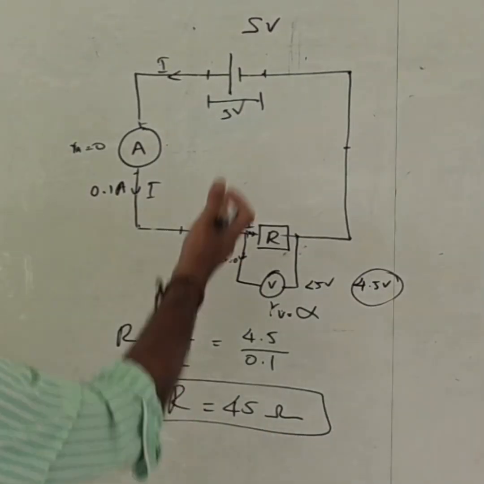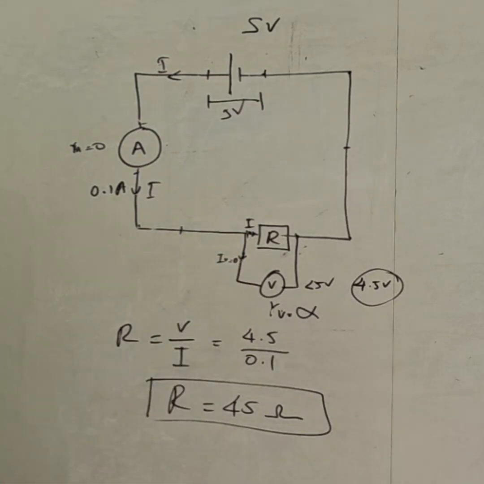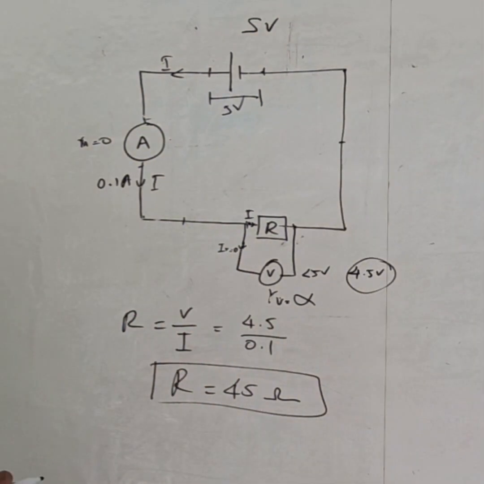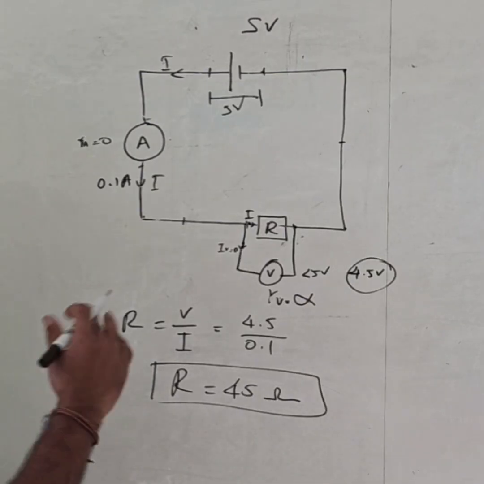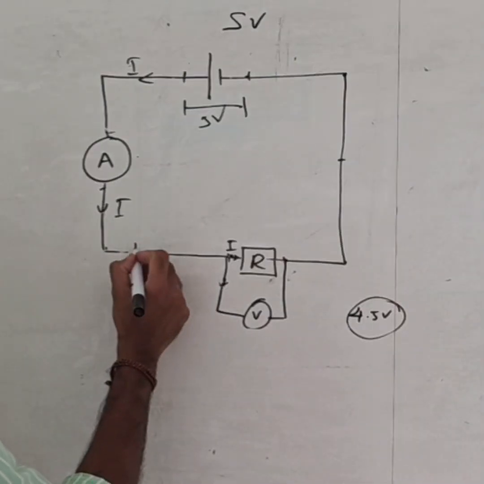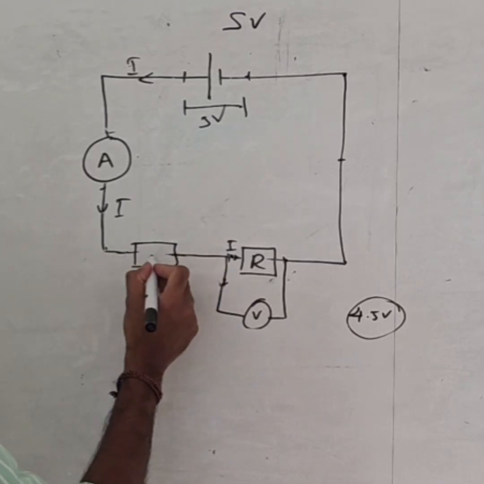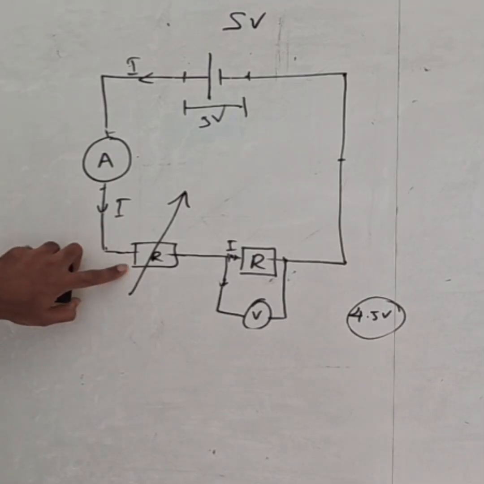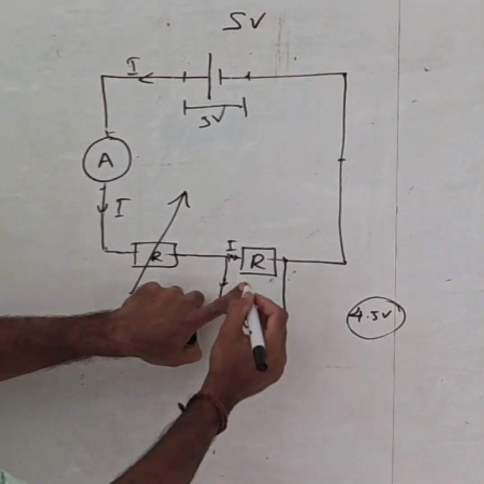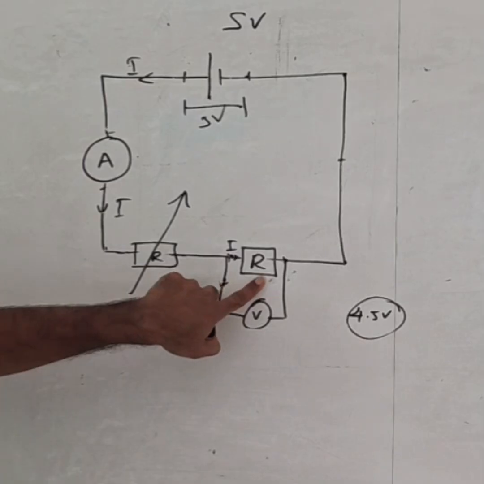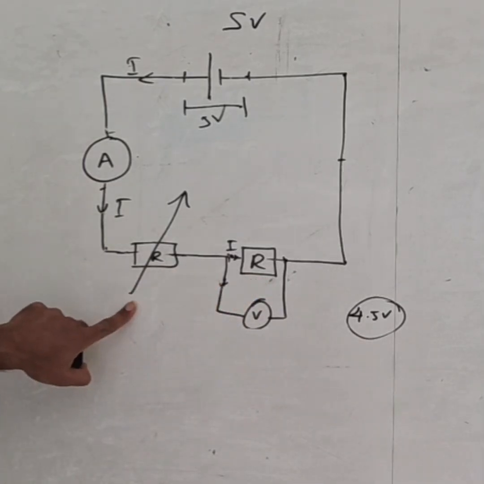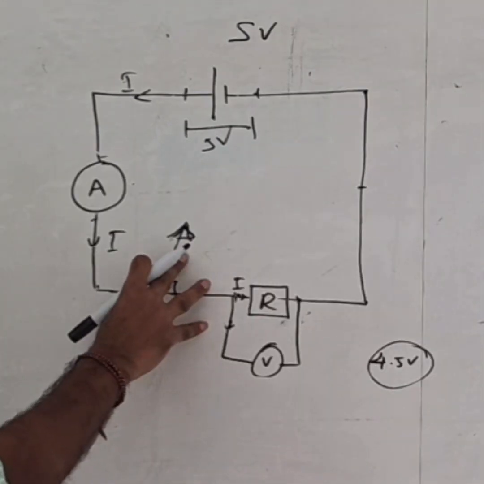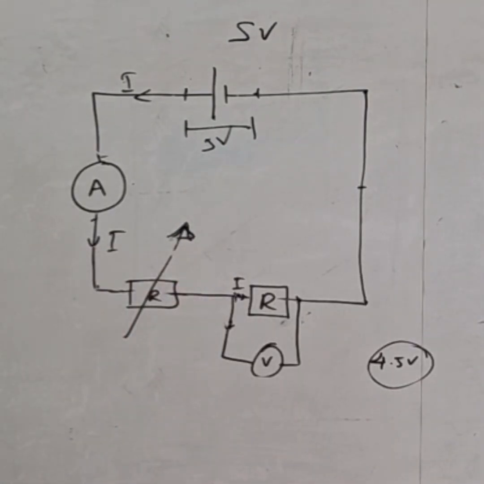But we already studied that these meters are not ideal. So calculating the resistance with a single value is not correct. So to find out the resistance, we come up with a different method. We are going to connect another resistor here, but it is a variable resistor. The symbol for the variable resistor is like this. If the resistance is fixed, we will just put R. If it's a variable resistor, then we will put an arrow like this. That means you can change the resistance of this variable resistor.